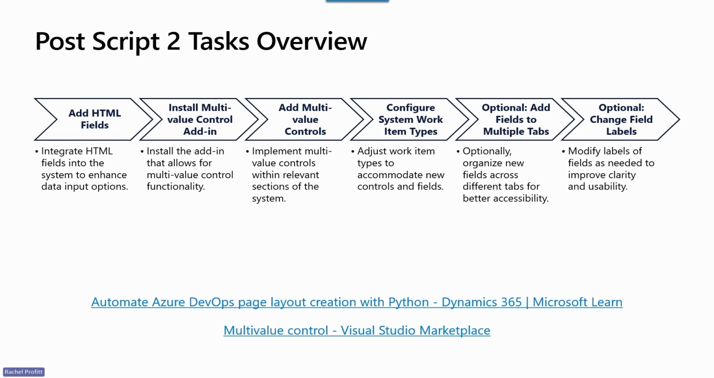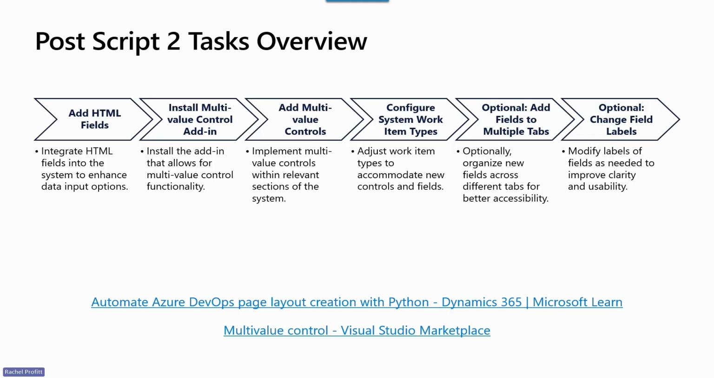So there's a number of things that need to be done, and I'm actually going to do some demonstrations on a few of these tasks for you, just so you can see how it works in my Azure DevOps environment. So, the adding of HTML fields: the Python scripts and the Azure DevOps API do not support the addition of HTML type fields onto a page layout through the API. So you have to manually add those controls. And so I'll do a short demonstration of that.